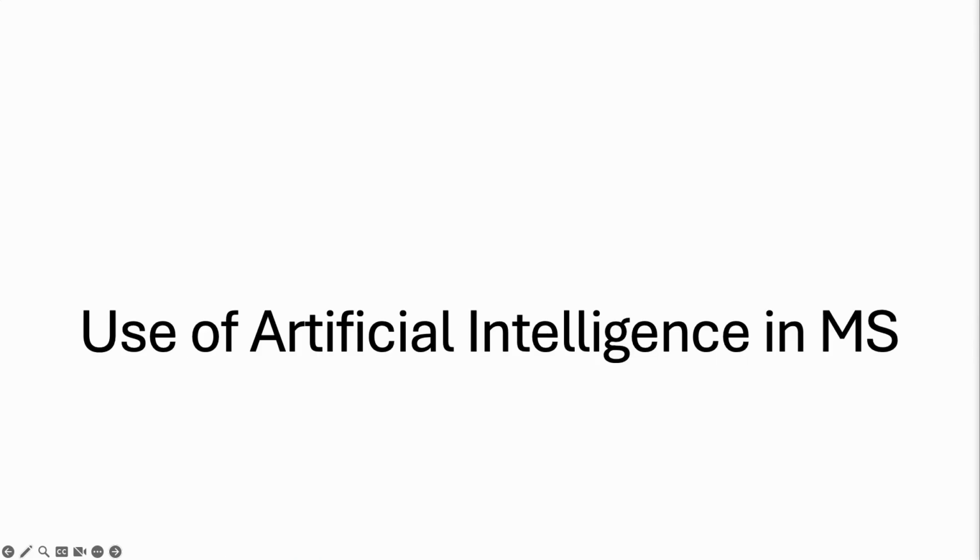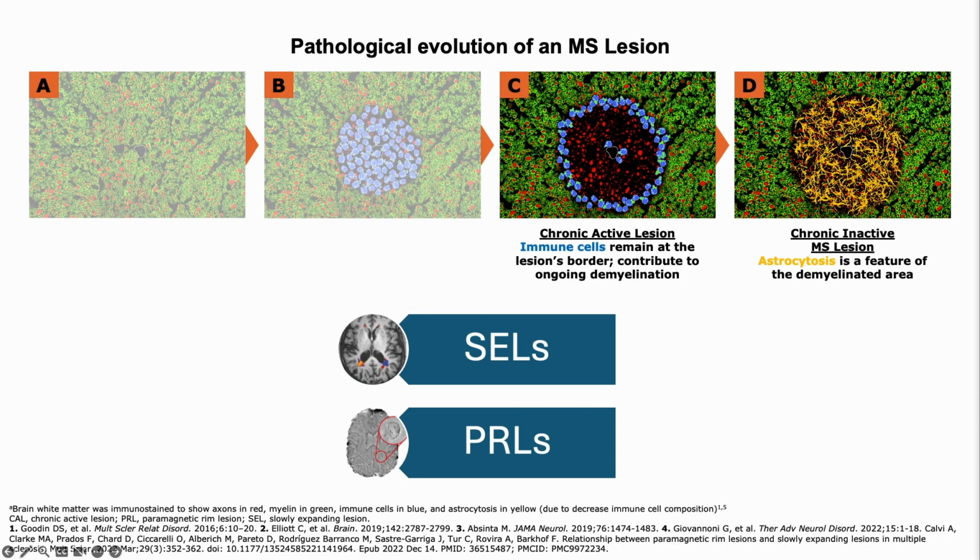All right, so moving on to the next topic, the use of artificial intelligence in multiple sclerosis. Perhaps you've read in the news, AI being used for everything in life now. So of course, we need to also be educated on AI use in MS. And perhaps the most critical area is in imaging.